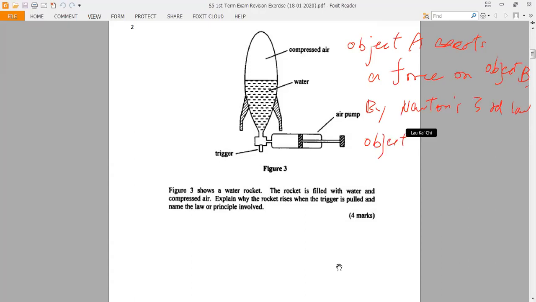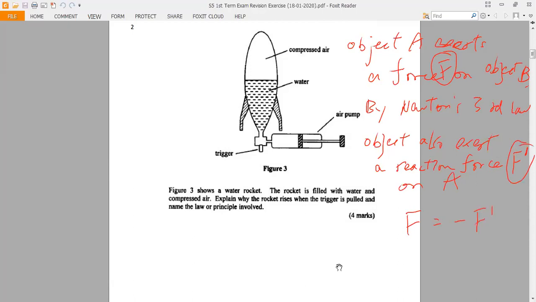Object B also exerts a reaction force on A. Use this exact wording to answer. And these two forces should be the same. This force I call F, okay? And this reaction force is called F prime, okay? The relationship is they have the same magnitude but opposite direction. Understand what I mean? So this is Newton's third law, how we should express our concept in answering a long question.